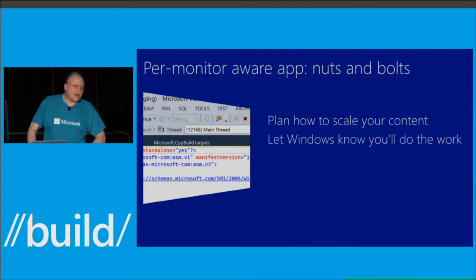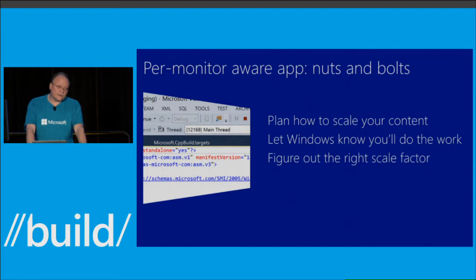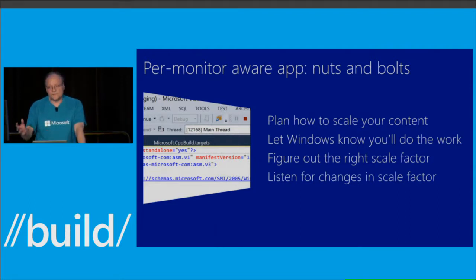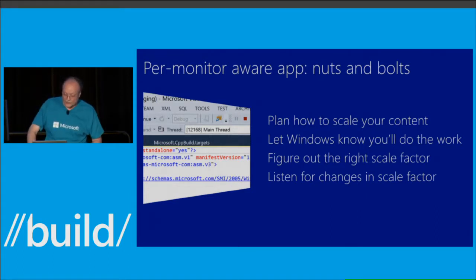Once you've figured that out, you have to tell us what kind of an application you've got so that we can avoid scaling you if you're scaling yourself. You have to figure out what the right scale factor is, whether it's going to be the system DPI for a system DPI aware app, or the per monitor DPI if you're going to be a per monitor aware app. And finally, if you're going to be per monitor, you also have to be capable of listening for changes so that if you're moved between one monitor and another, we'll scale you properly.